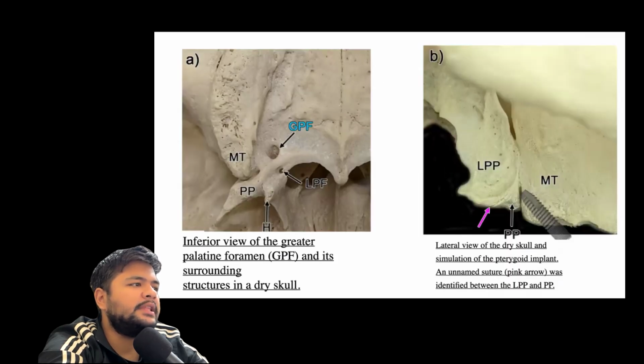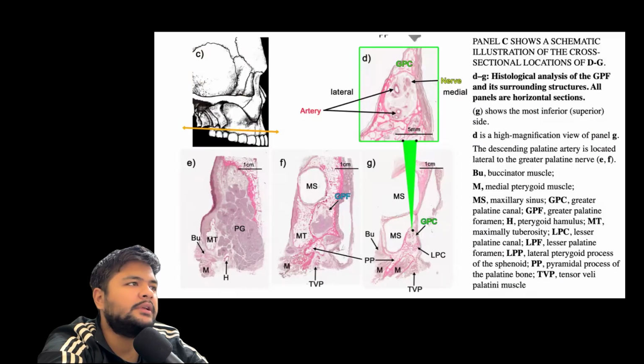In figure A, we can see the inferior view of the greater palatine foramen and its surrounding structures in a dry skull. In figure B, we can see a lateral view of the dry skull and the simulation of the pterygoid implant. An unnamed suture, shown by the pink arrow, was identified between the lateral pterygoid plate and the palatine process, pyramidal process. Coming to the histological analysis, all the panels are horizontal sections. The descending palatine artery is located lateral to the greater palatine nerve.